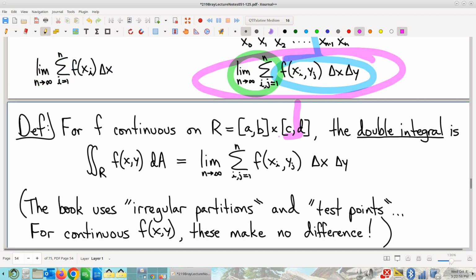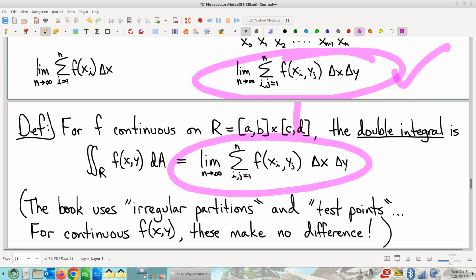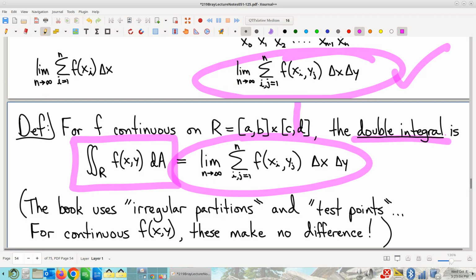This exact expression here is going to be our definition of a double integral. We're going to use this notation, 2 integral symbols instead of 1, just to emphasize that this is a 2-dimensional domain. We have 2 indices keeping track of where we are. We have a 2-dimensional notion of size.